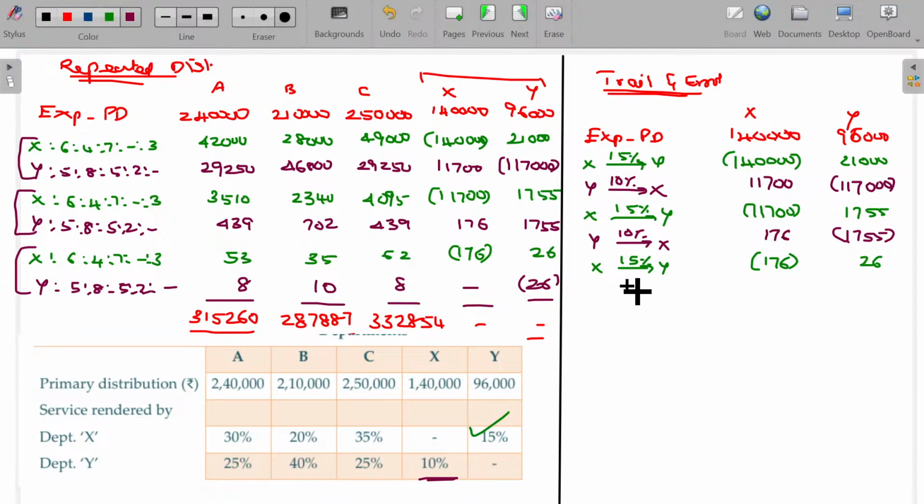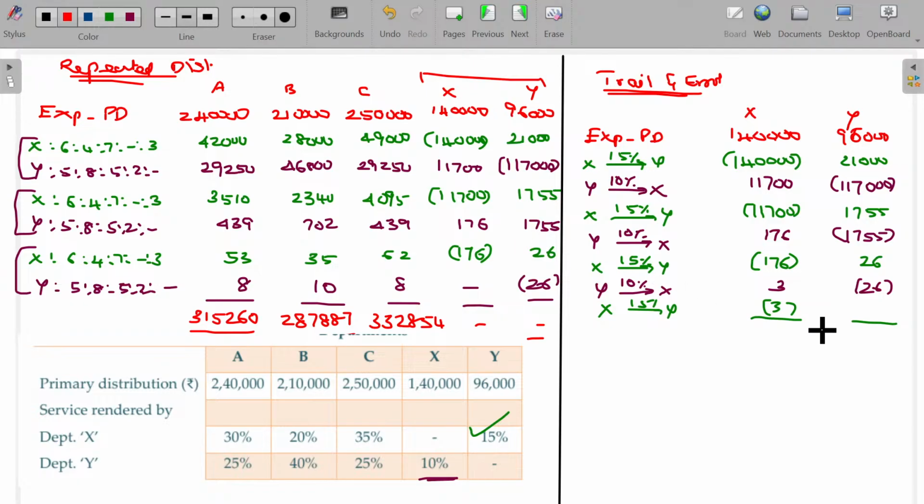Then from Y to X, 10%. 26, maybe 3 rupees like. Then from X to Y, 15%. 3 subtracted, while transferring that is meaningless. You can stop here itself or you can go one extra step, no problem.